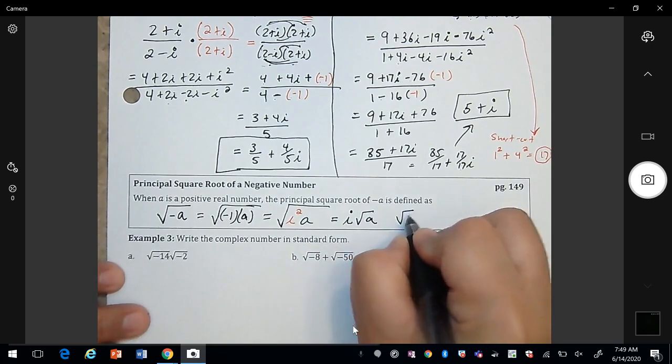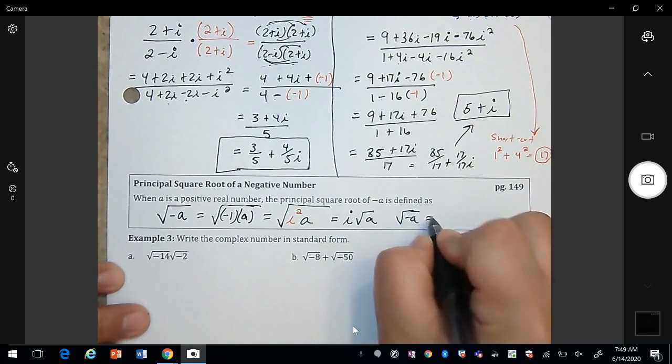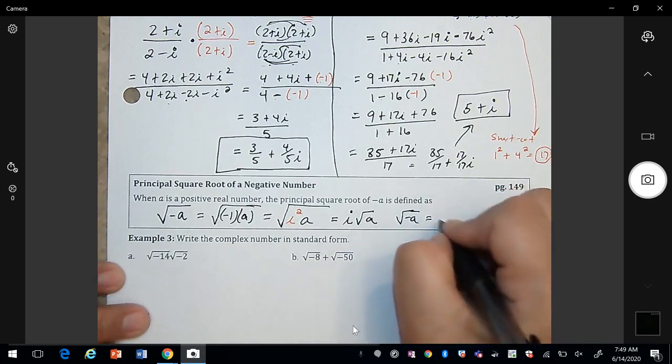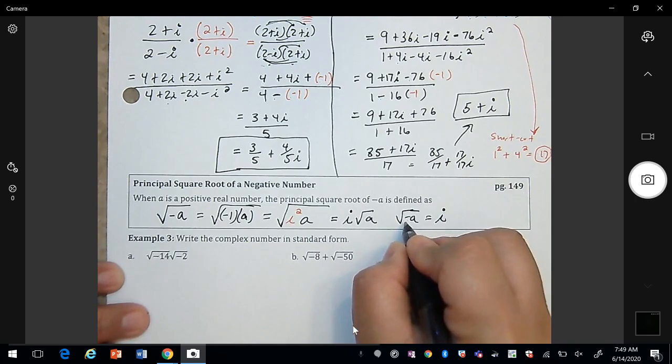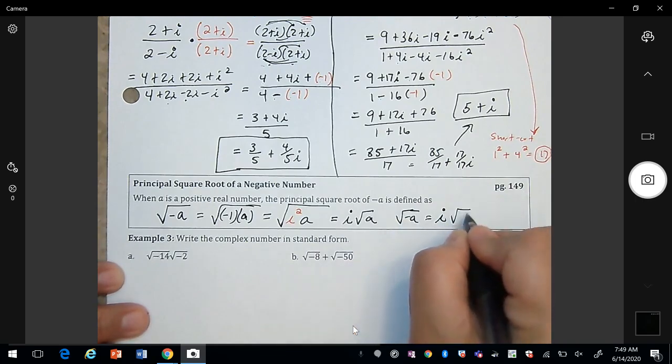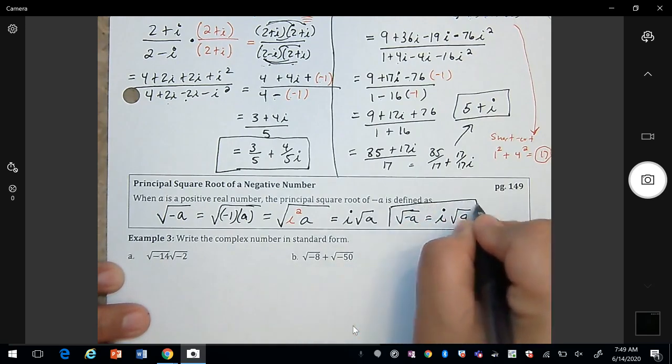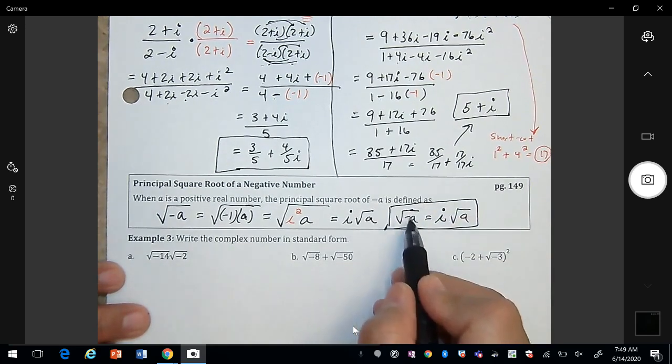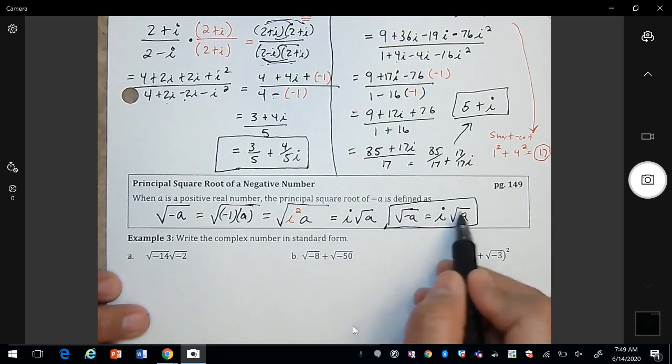So from now on, whenever you see a negative inside of the square root, we can rewrite this and replace this negative with i squared, which comes out as i. And so we get this here. So square root of -a is the same as i square root of a.